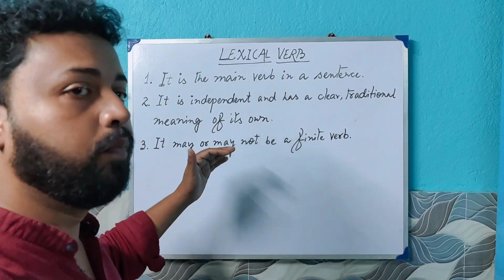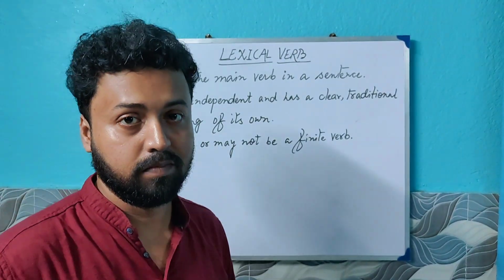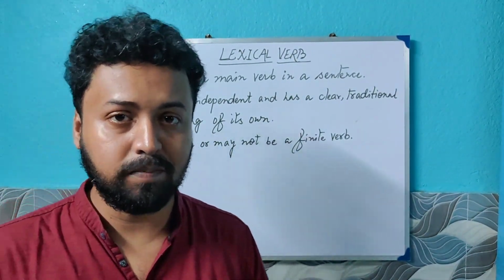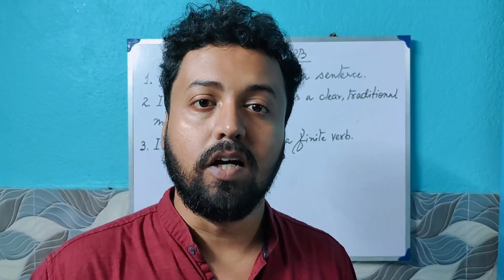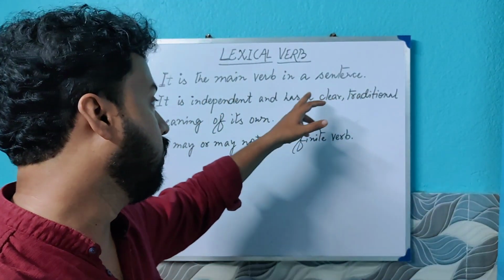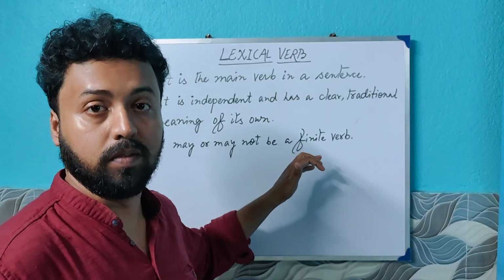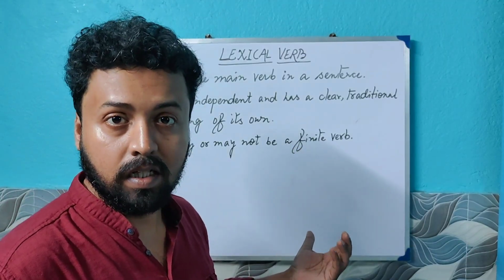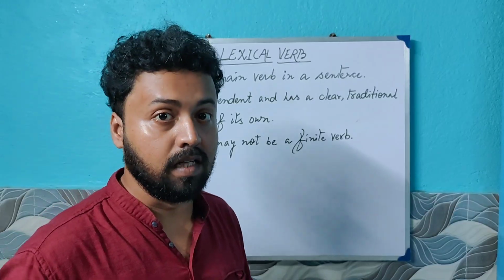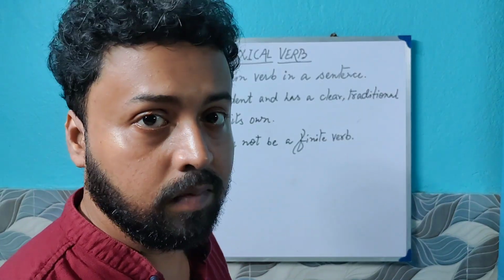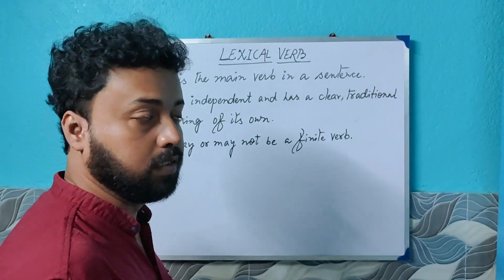it may or may not be a finite verb. What is a finite verb? A verb that changes according to tense. A verb that shows tense and changes according to the number and person of the subject. A lexical verb may or may not be a finite verb. It may be a finite verb, it may not be a finite verb. It depends on how it is used in a sentence. We'll see that with an example, okay? Let's learn with examples now.